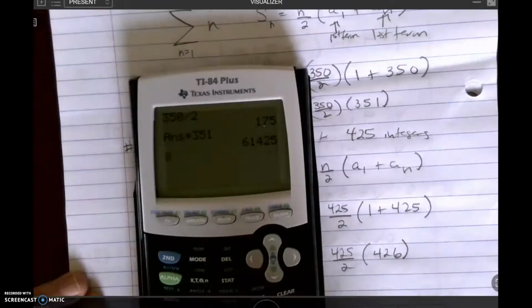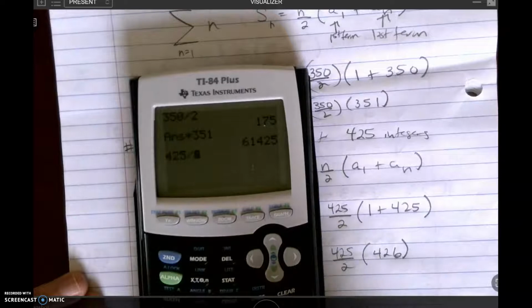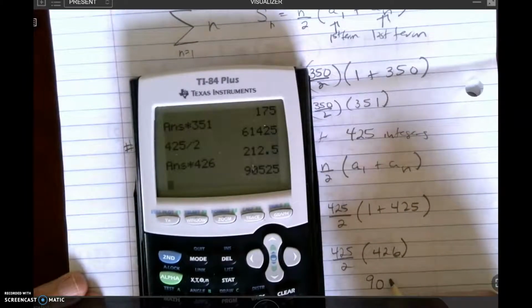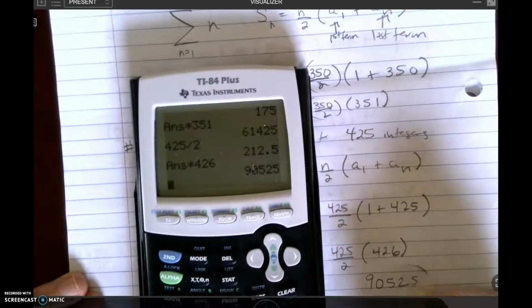Okay, so 425 divided by 2 times 426. And I get 90,525.